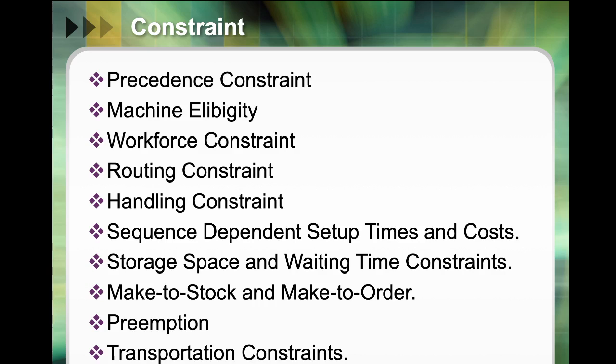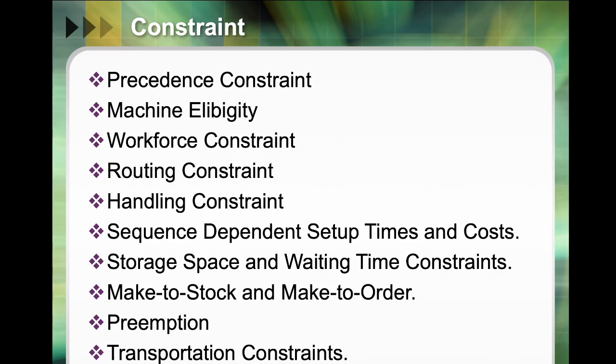graph. That means that job A can start, for example, only after job B and job C are already finished. So B and C are the precedent constraints of job A. And now we also have the machine eligibility constraint. That means that some jobs can only be processed on some specific machines. Other machines cannot handle or process this type of job. So we have the machine eligibility.